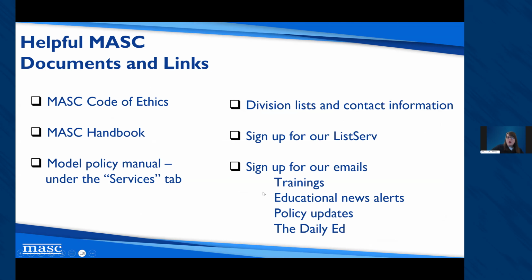So some other helpful documents and links that we can provide through MASC is we have a code of ethics. This is not the ethics training, but this is a code of ethics for school committee members that we can provide you copies of. We also have our own handbook, which goes through a lot of our basic governance roles and responsibilities. And under the services tab, you can find our model policy manual, which is where we keep examples for all of our districts of the policies that they should potentially have in their policy manuals.